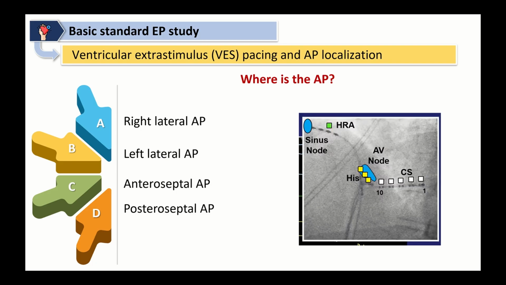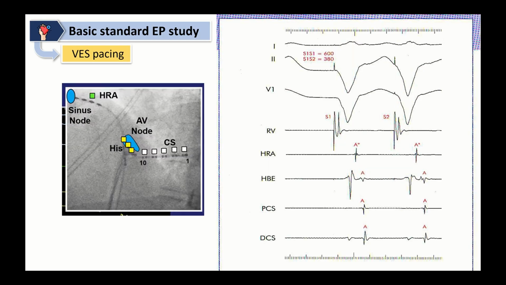presence of the accessory pathway. For example, with a right lateral accessory pathway, the earliest retrograde A will be at high right atrium. With a left lateral accessory pathway, we will find the earliest A at CS 1-2. Anteroseptal accessory pathway, earliest A at the level of His. Posteroseptal accessory pathway, earliest A at CS 9-10. So let's go to some examples.